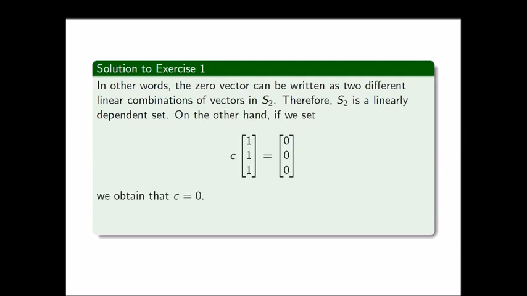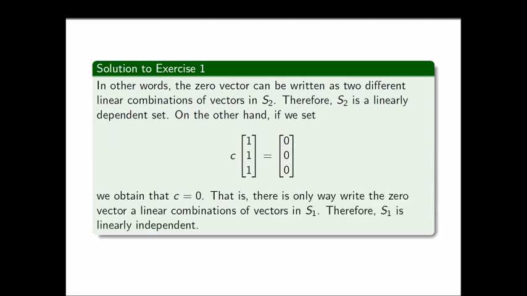On the other hand, if we set the linear combination of the vector (1, 1, 1) equal to 0, we just obtain that c is equal to 0. Because there's only one vector, we just multiply it with a constant and then we solve for all values of c that make this 0 and realize that there's only one possible value, that is c equal to 0. So that gives us that there's only one way to write the zero vector as a linear combination of vectors in S1. Therefore, S1 is linearly independent.